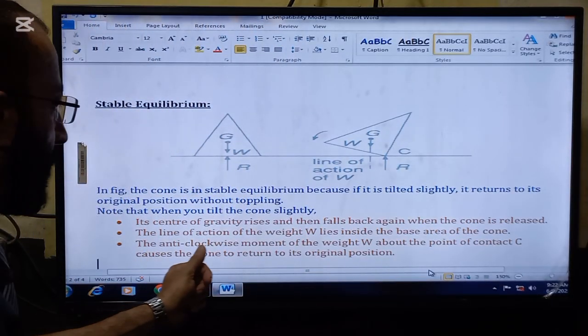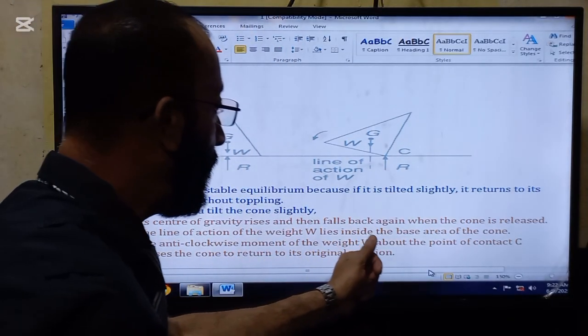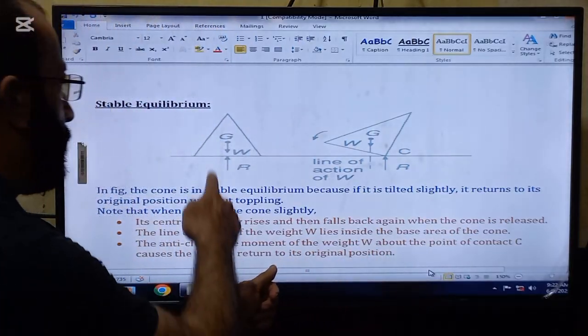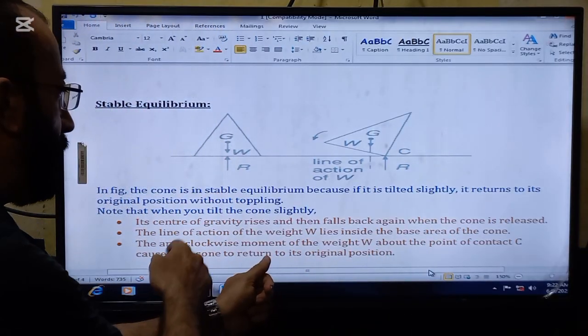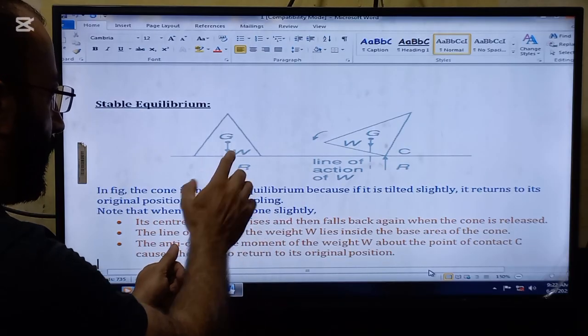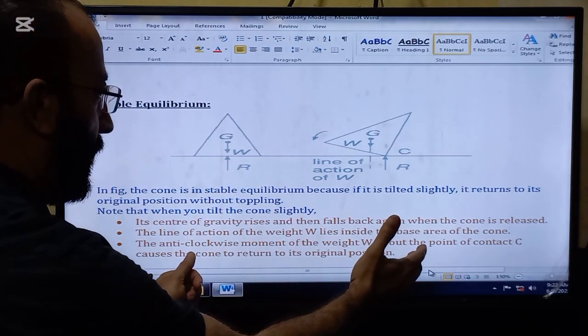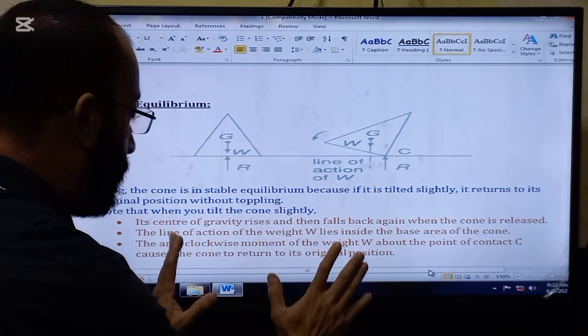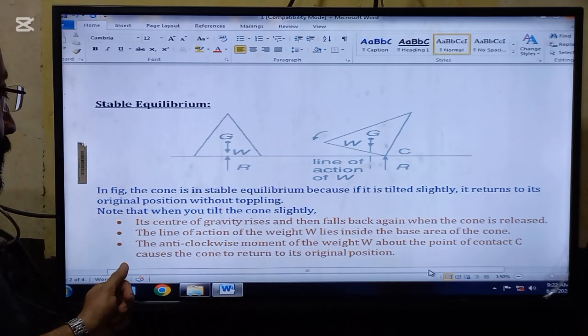Second, the line of action of the weight W lies inside the base area of the cone. So this is the line of action of the weight that lies inside the base area. This is the second property of stable equilibrium.